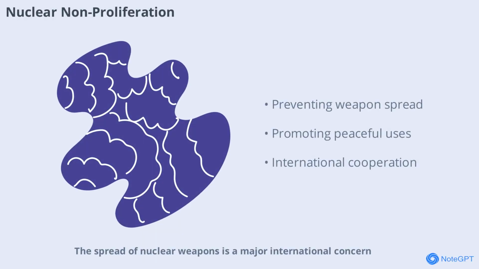Spread of nuclear weapons is a major international concern. Treaties like the Nuclear Non-Proliferation Treaty, NPT, aim to prevent the spread of nuclear weapons and promote peaceful uses of nuclear technology. International cooperation and monitoring are essential to ensure a safer world for everyone.